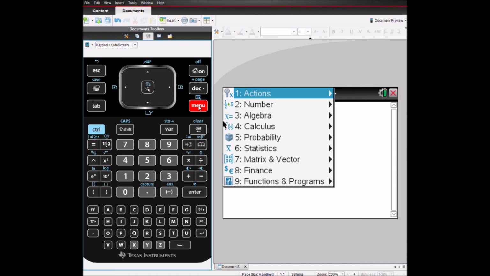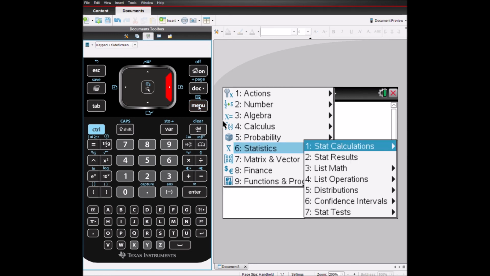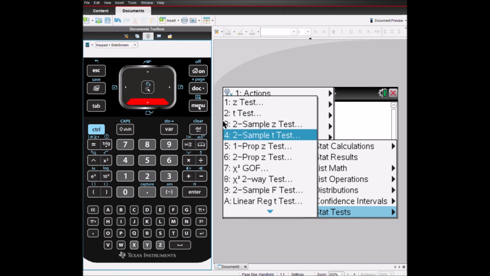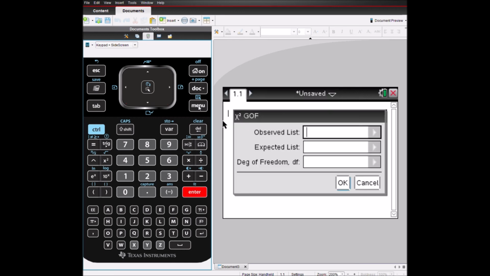But the chi-square ones, it's a little tough. So I'll get reminded as to exactly what I need if I take a peek into what the test is looking for. First off, it's under statistical tests, just like you would find the z-test, t-test, 2 sample, 2 proportion, stuff like that. So it's under chi-square, and there's one there, number 7, GOF for goodness of fit.